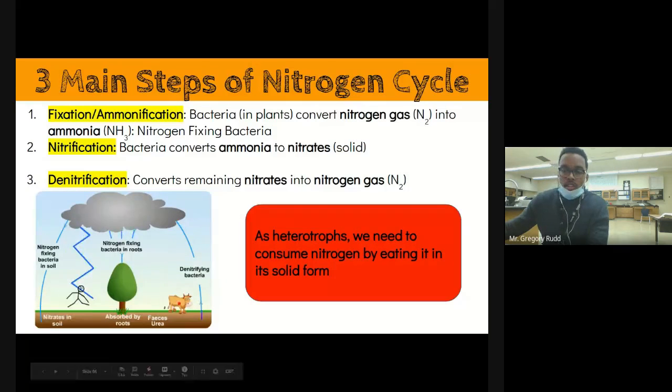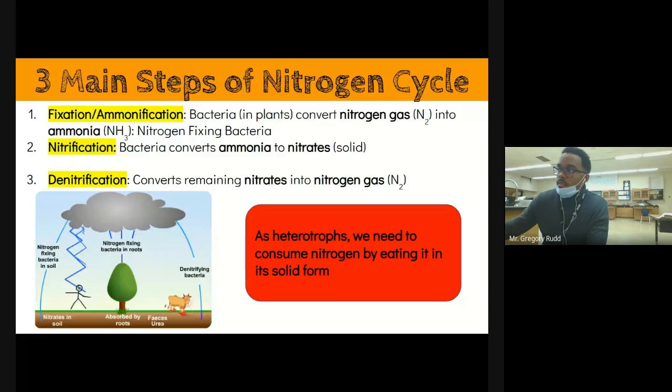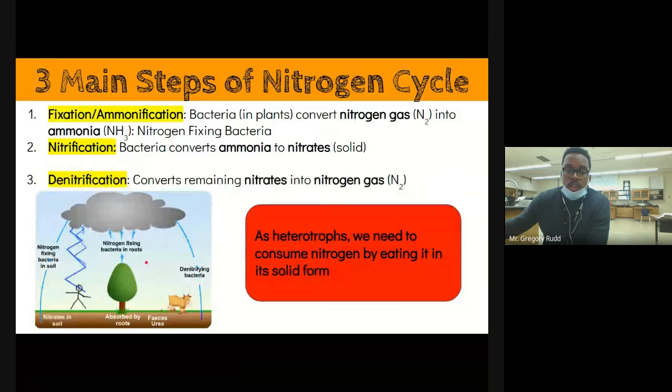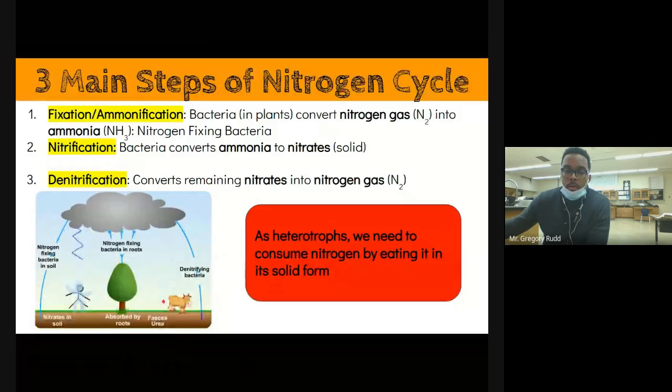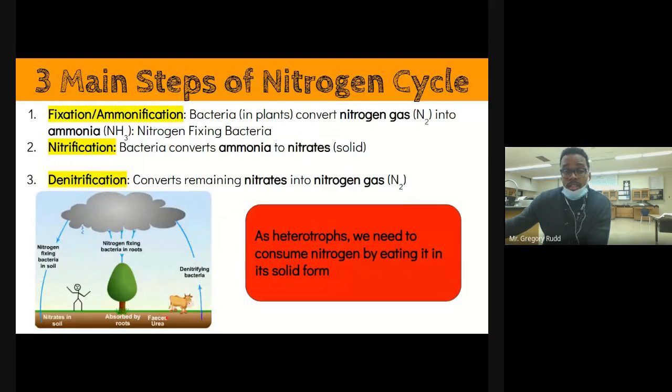But we also should acknowledge that nitrogen can exist in solid forms. Nitrogen that we eat is, of course, in a solid form, and we get it through vegetables. But then also livestock, when they poop, some of their poop is also nitrogen, and it returns nitrogen as a solid to the earth.